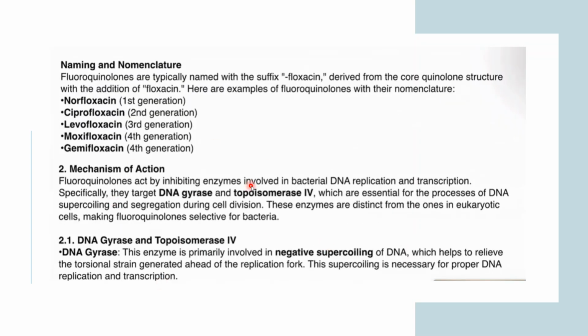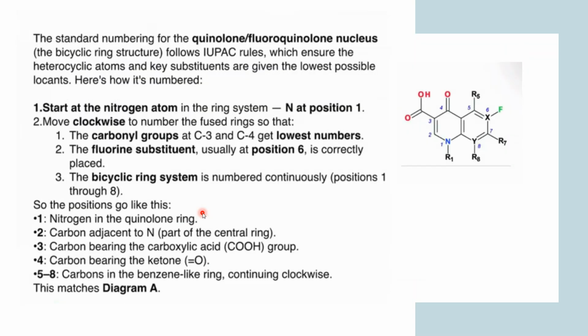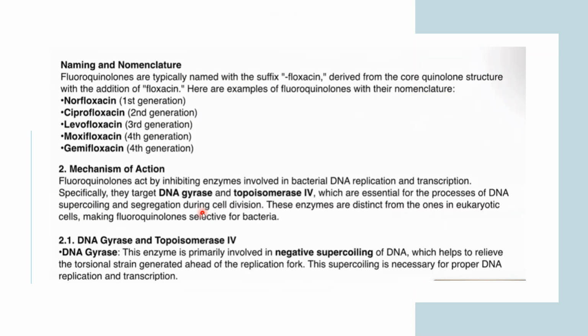Topoisomerase is important for segregation during cell division. When the bacterial cell is dividing, segregation is important, and that is done by topoisomerase 4. So this is the mechanism of action of fluoroquinolones. I hope it is clear to all of you how fluoroquinolone is numbered and how it acts in the bacterial cell.